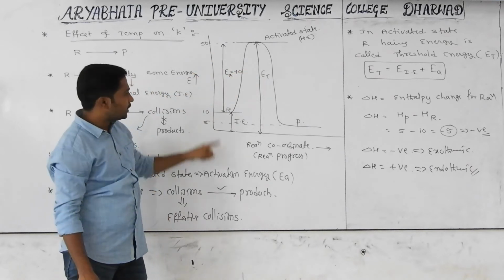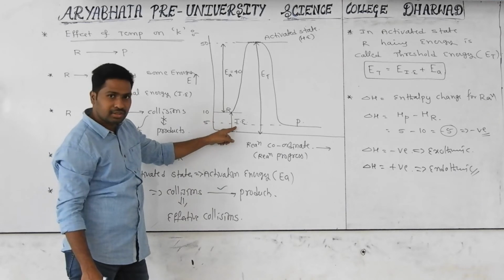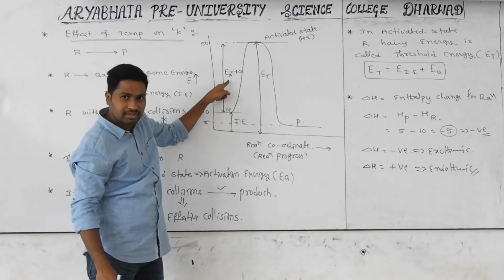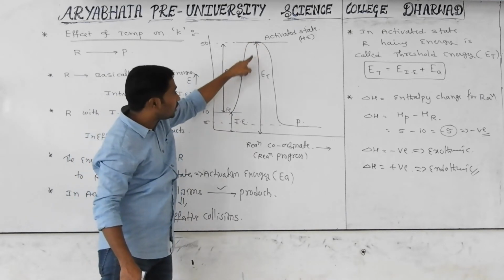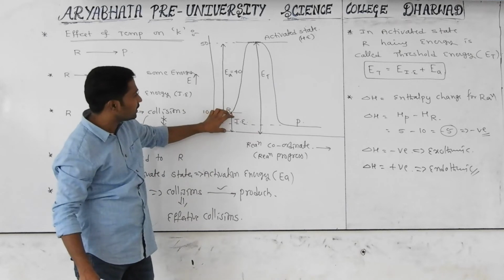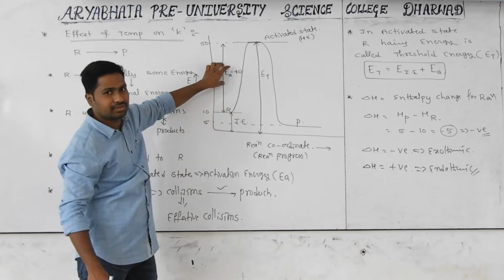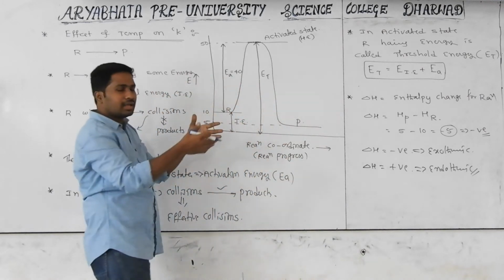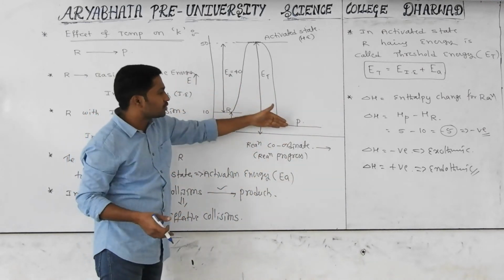Are you getting? Basic energy is called internal energy. Energy required for a reactant to reach the activated state is called activation energy. In the activated state, the reactant molecule having whole energy is called threshold energy. Threshold energy means nothing but internal energy plus activation energy. Are you getting? Yes.